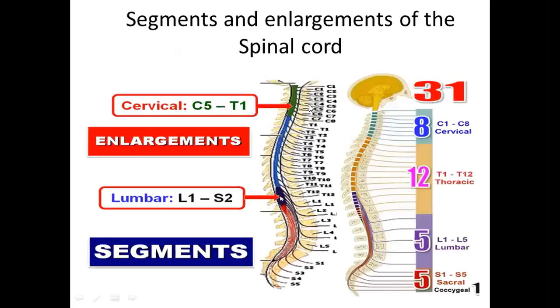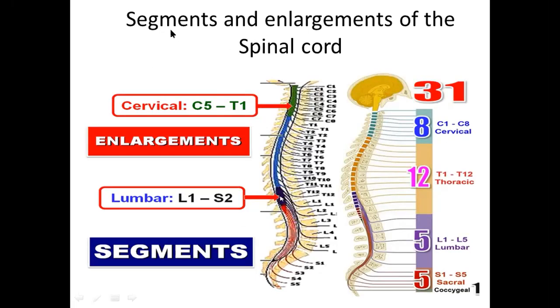Again, we are talking about the external features of the spinal cord. Firstly, we discussed the length of the spinal cord, which is about 42 to 45 centimeters. In adults, the spinal cord extends from the upper border of the first cervical vertebra to the lower border of the first lumbar vertebra.